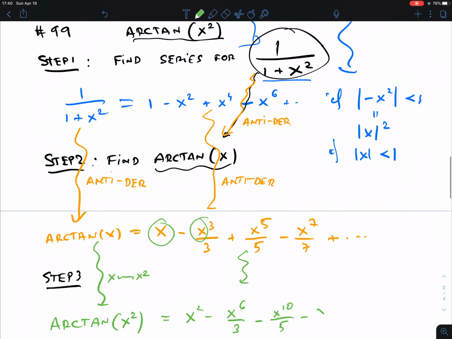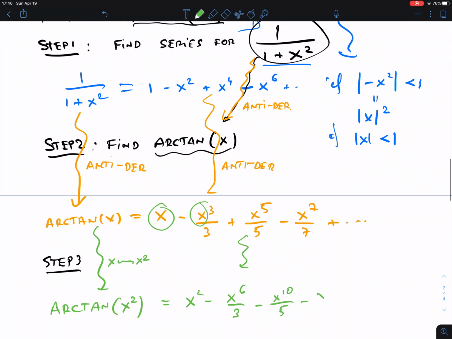Minus, I have a minus there. Wait, let me see. Did I have my signs correctly? Plus, oh, I wrote this wrong. That was a plus sign, right? I know it was going to alternate. And then, whoa. What am I doing? I'm plugging x squared into x to the 7th, which gives x to the 14th over 7 plus dot dot dot.